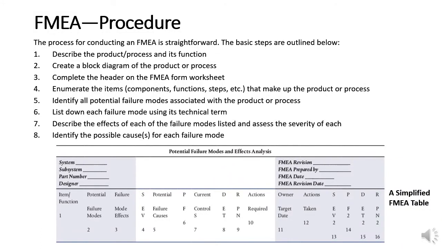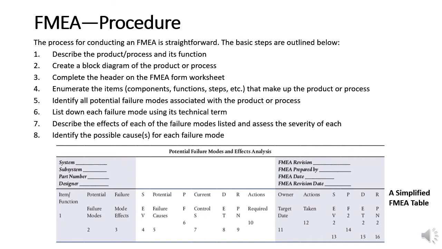Failure mode effects analysis procedure. The process for conducting an FMEA is straightforward. The basic steps are outlined below. The first step is to describe the product, process, and its function.